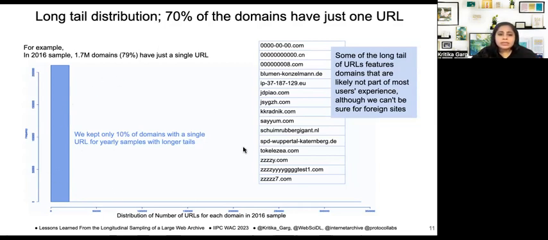In this table, you can see 10 random domains from this long tail. Some of the long tail of URLs features domains that are likely not part of most users' experience, such as 000.cn and zzz7.com, although we can't be sure for foreign sites such as blumenkolzeman.de. So for some of the yearly samples with longer tails, like we saw for 2016, we kept only 10% of the long tail and then discarded the rest.